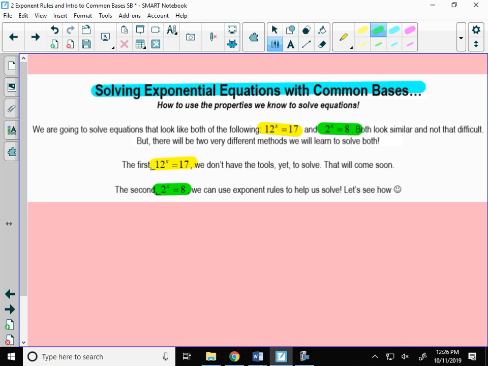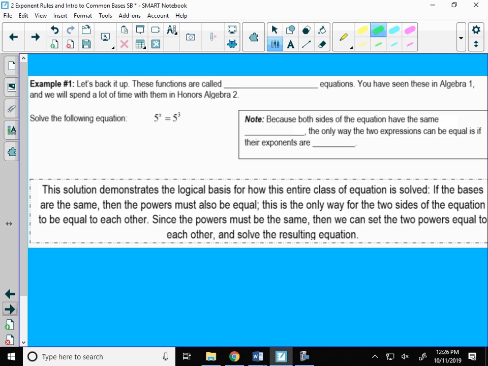So let's talk about how we would solve 2 to the x equals 8. All right, so I'm going to start with a simpler problem. This problem is 5 to the x equals 5 to the third. Now, these are both called exponential expressions.